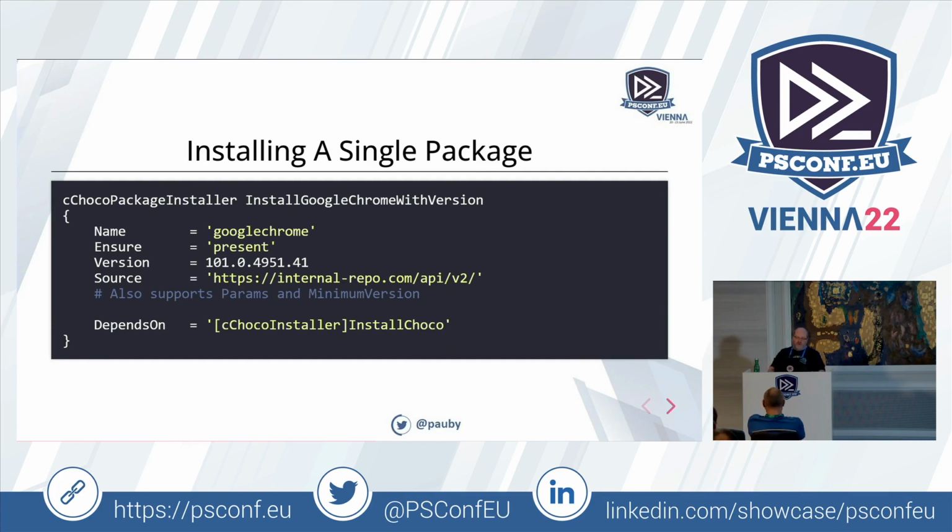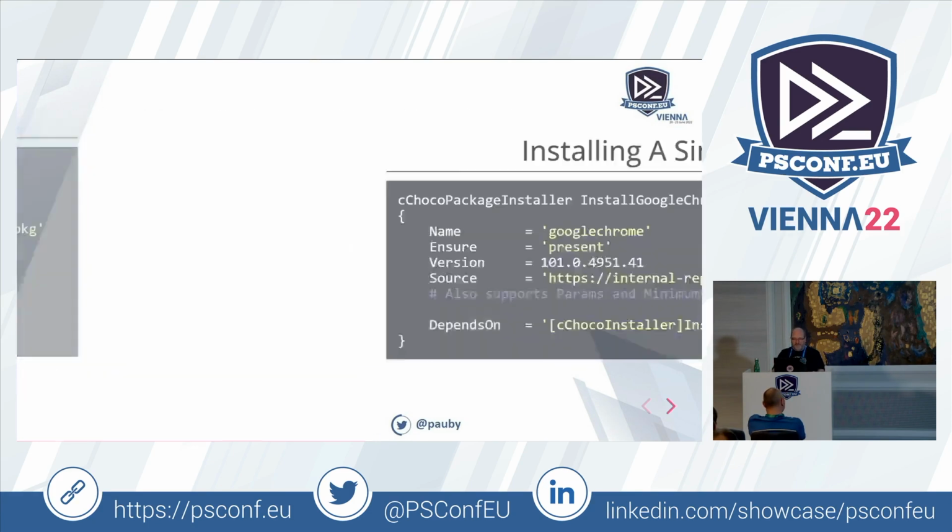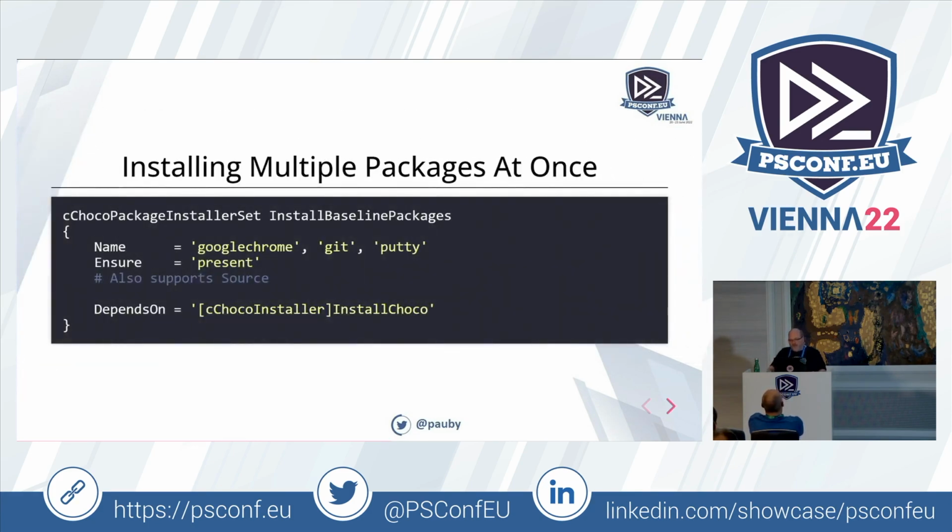But you can also provide package parameters in the params. And a minimum version as well. So you can go away and get the latest version or at least the minimum version that you want, and it'll fail if that's not available. And again, we've got the depends on. We've got them all in this code. Depends on installing Chocolatey because it doesn't work without it.